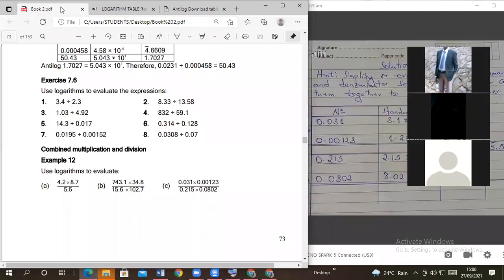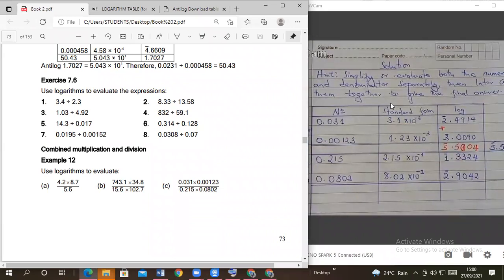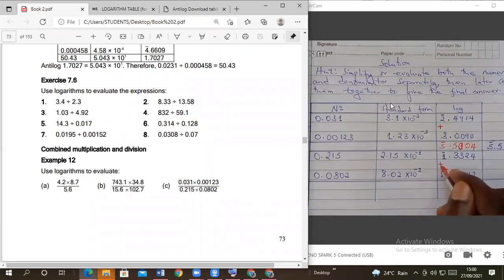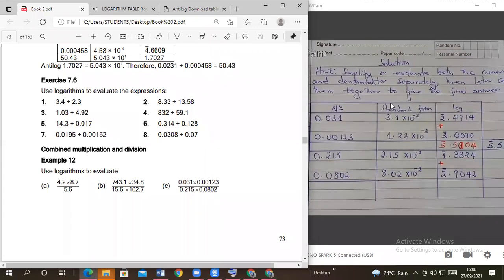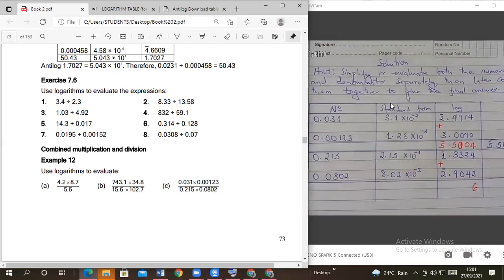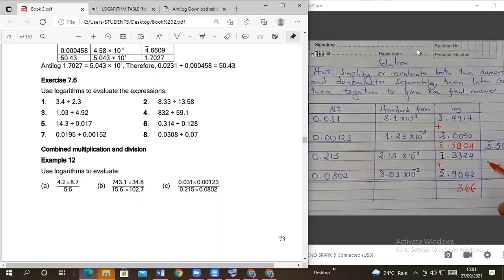Can we simplify that? We are still multiplying in the denominator, not so? What do we do to the log? We add. Don't forget to put the sign of addition here. That's why I said you leave a space so that you write that. So 4 plus 2 is 6. Then 2 plus 4, that one is still 6. 3 plus 0, 3. 3 plus 9, 12.